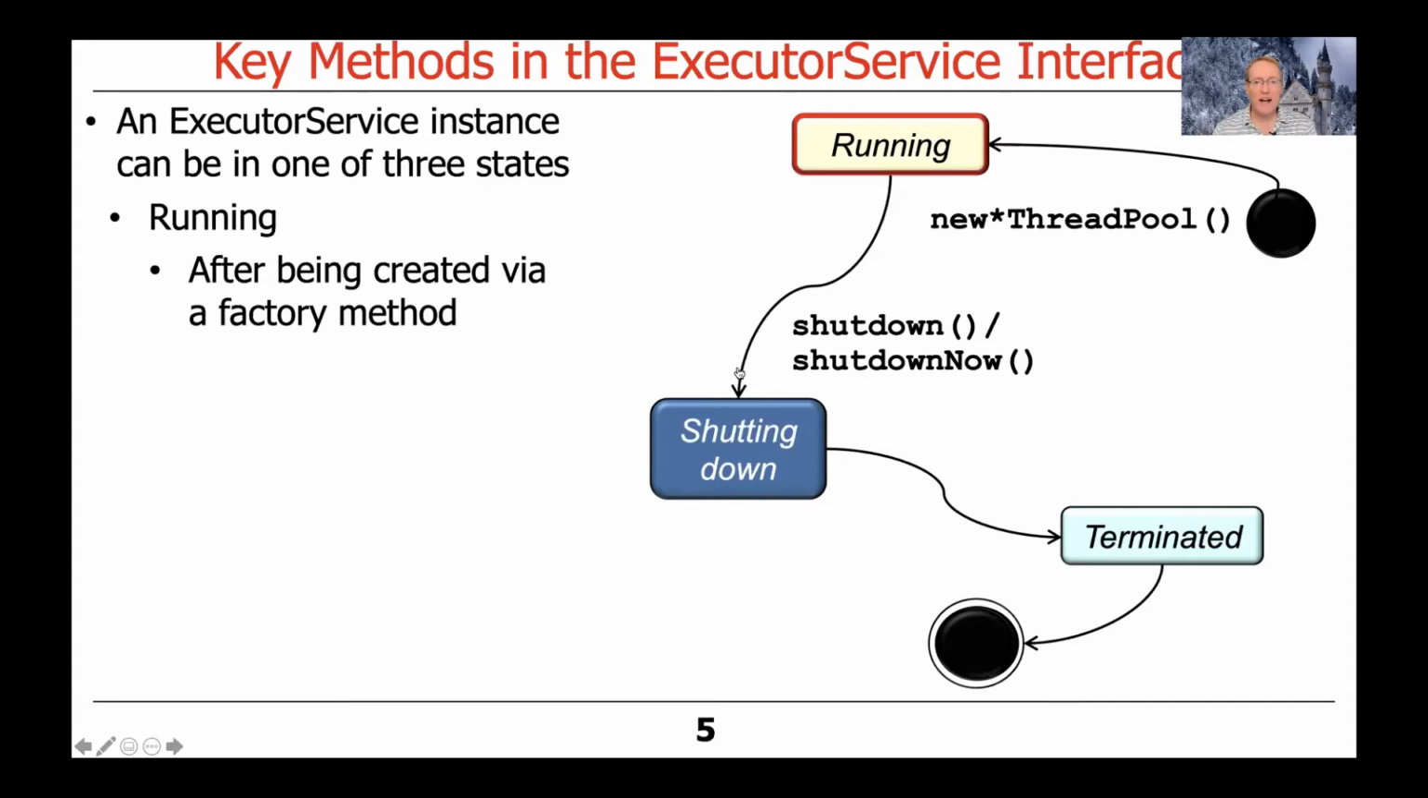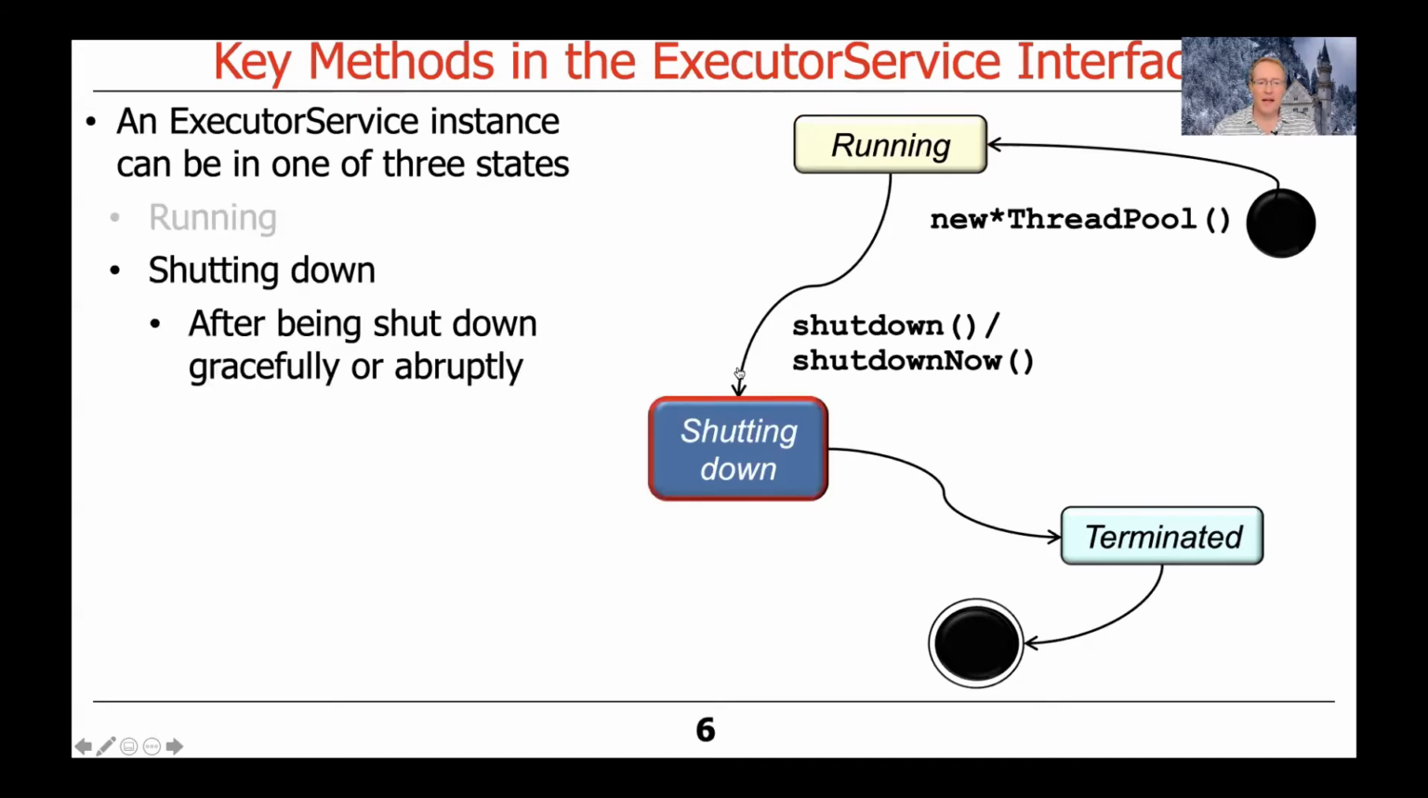So after you've created an instance of an Executor Service, for example, by saying Executors.newFixedThreadPool or Executors.newCachedThreadPool or whatever, then the Executor Service will be in the running state. After the shutdown method is called, there's a couple different shutdown methods, and you can either shut things down gracefully or abruptly, then the Executor Service will be in the shutting down state. So it's in the process of shutting down, if shutdown or shutdownNow is called.